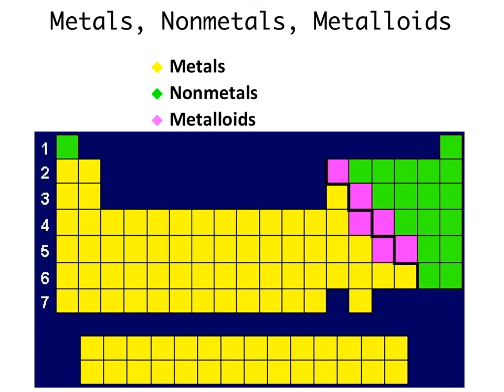Metals, nonmetals, and metalloids are all components of the periodic table. The diagram seen here shows a nice layout of each of the types of elements. Metals comprise the vast majority of the periodic table, and they're represented here in yellow. Your nonmetals are represented over here in the green, and your metalloids are found along the stair step here.